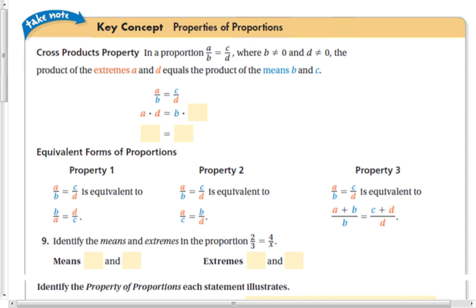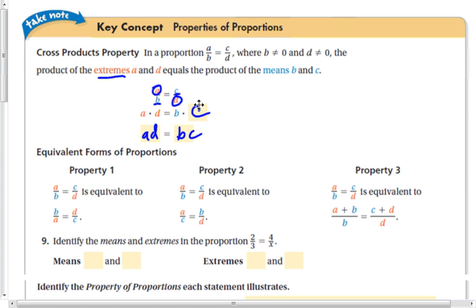All right, here's the main property we're going to use, the cross products property. If you have a proportion where a over b is equal to c over d, and b is not equal to 0, and d is not equal to 0, then the product of the extremes, which are a and d, equals the product of the means, b and c. So a times d equals b times c. And we would simplify that by writing this. You do need to know that these two are called the extremes, and these two are called the means.